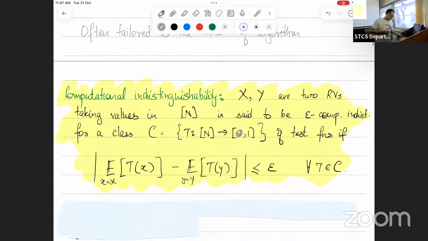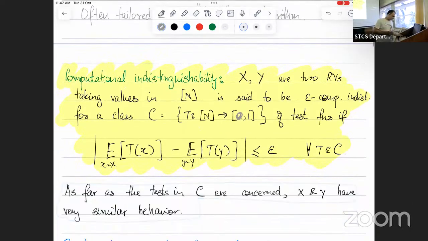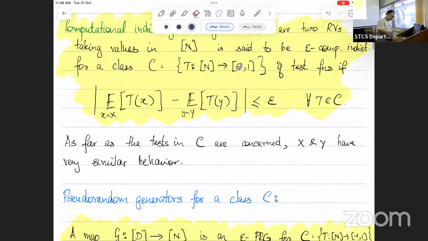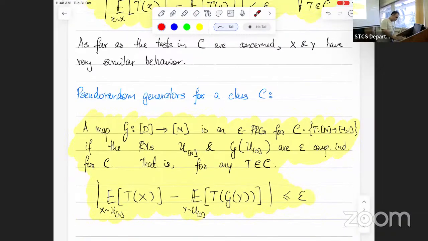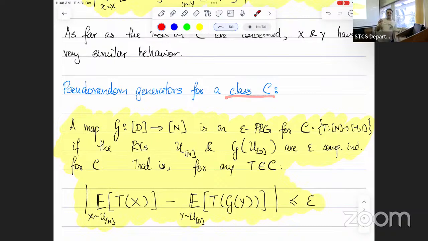One thing I want to say is that you should think of this as saying, as far as the tests in C are concerned, X and Y look similar. The behavior on X and the behavior on Y is basically the same. So this is the notion of computational indistinguishability. And once we have this notion, we can now define what pseudorandom generators are. A pseudorandom generator, again, you define it for a class C.